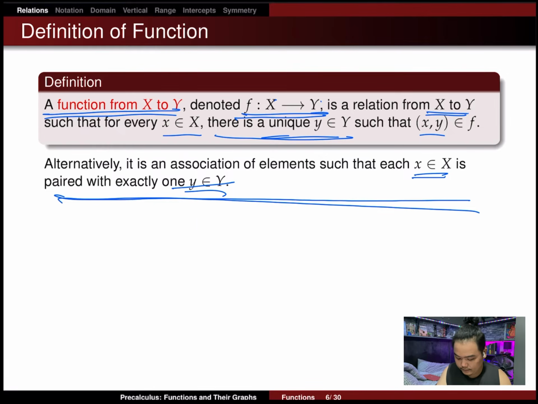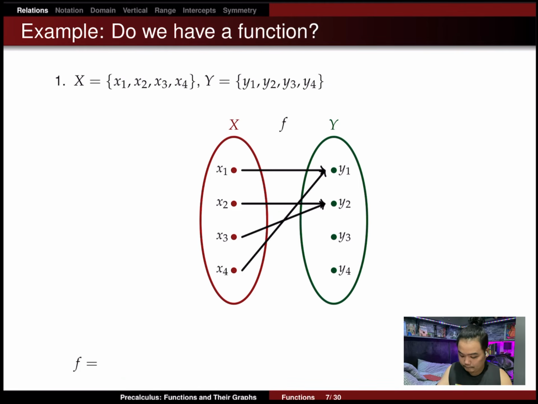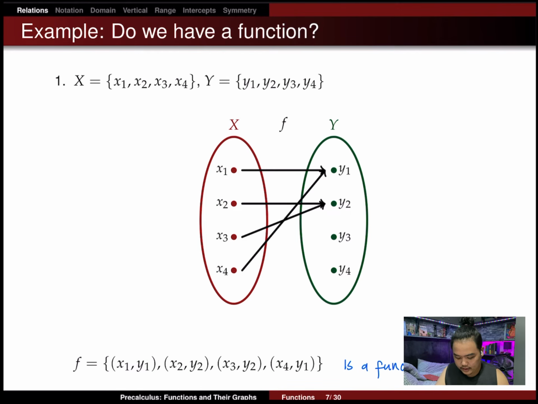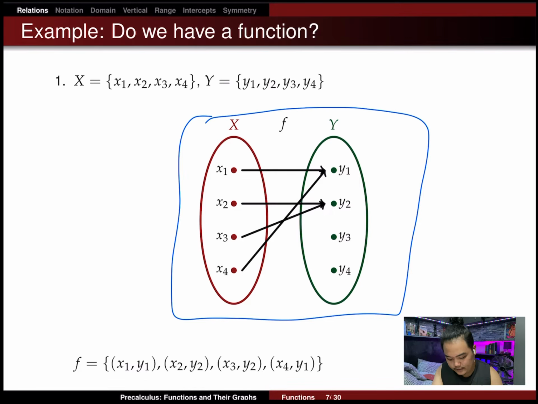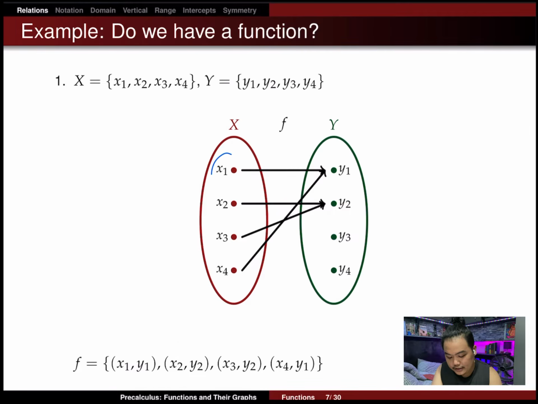Okay, so for example, let's say we have this capital X and then this capital Y, and then we have this mapping. So it says here x1 is mapped to y1, x2 is mapped to y2, x3 is mapped to y2, x4 is mapped to y1. So, if you write that in set notation, ganito yung itsura niya.